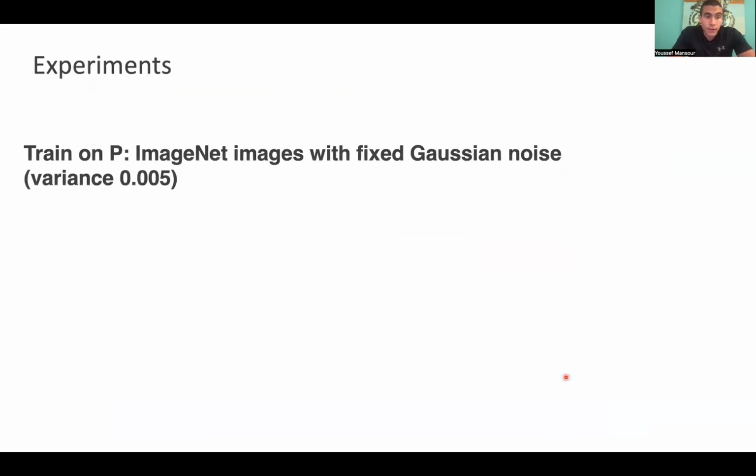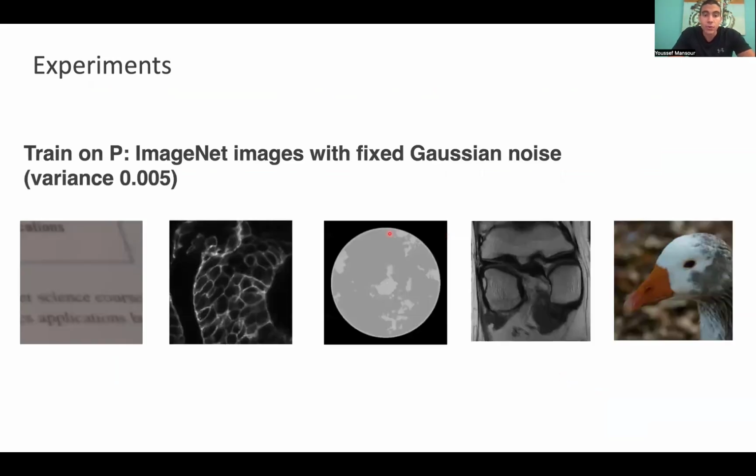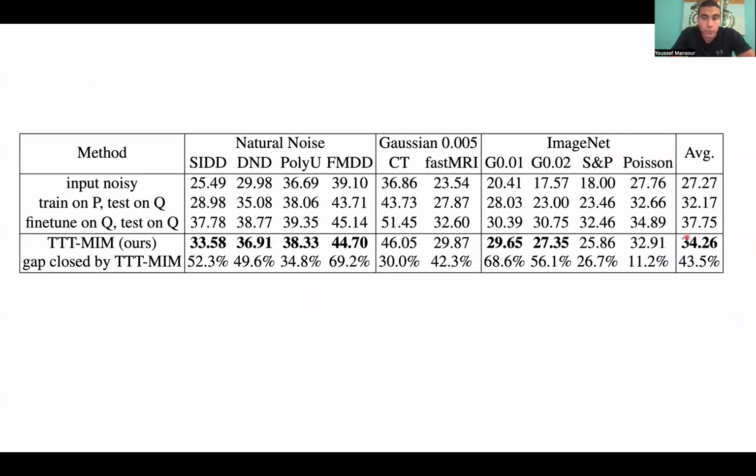To test our method, we train a network on ImageNet images corrupted with fixed Gaussian noise, and we adapt it to work well for real-world camera noise, microscope noise, CT images, MRI images, and different types of artificial noise. We can see here, this is the result you get if you don't do any adaptation. This is the result if you adapt with the ground truth, like the best case scenario. The difference between those two values is what we call the gap, and our method closes around 43% of the gap.